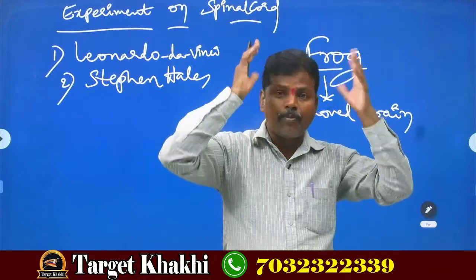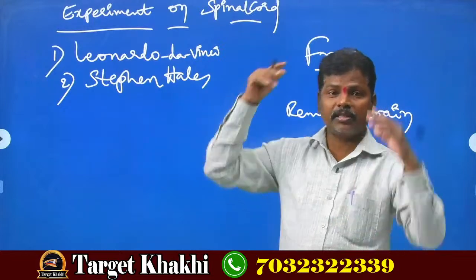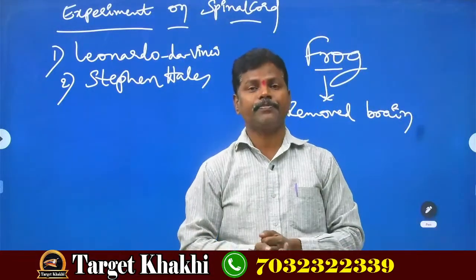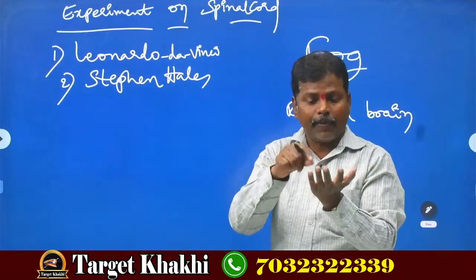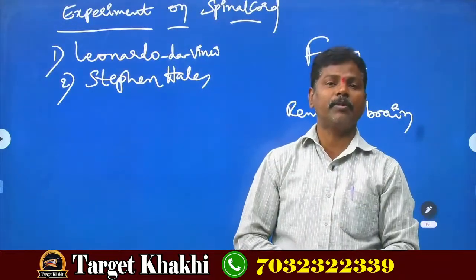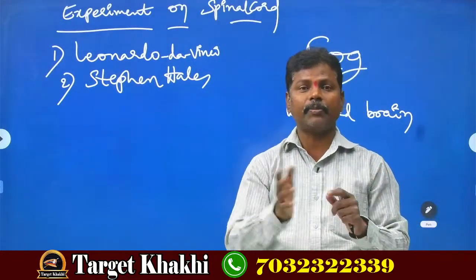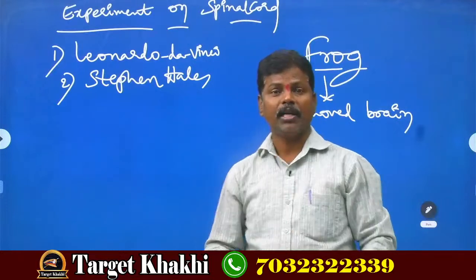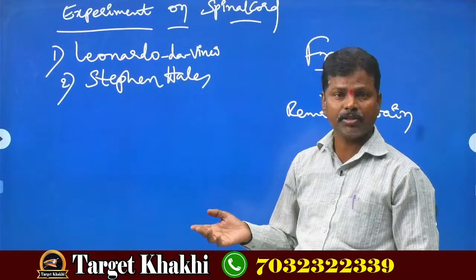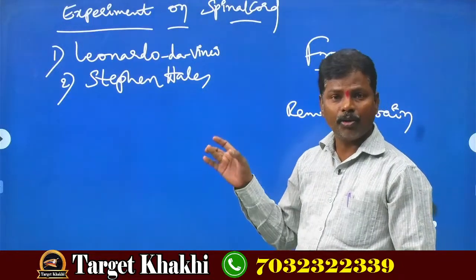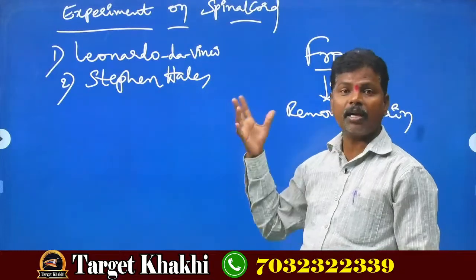In the absence of brain also, even though Leonardo da Vinci and Stephen Hales destroyed the frog brain, the spinal cord showed messages when they pinched the frog, and it showed muscular movements. Nothing but the messages are supplied to the body organs from the spinal cord. So they came to know that spinal cord can work without brain. Understood? The spinal cord has no need of the support of the brain. Even though the brain was damaged, the spinal cord can work.